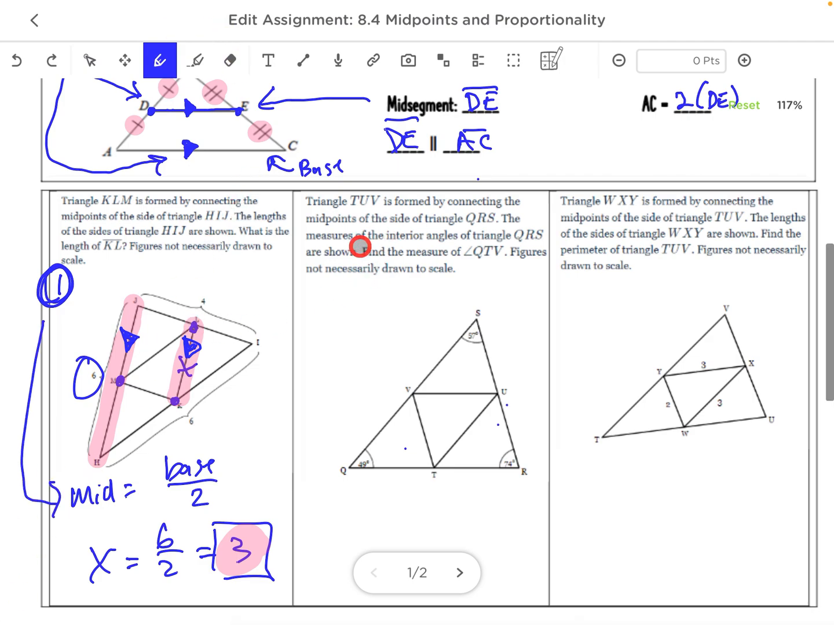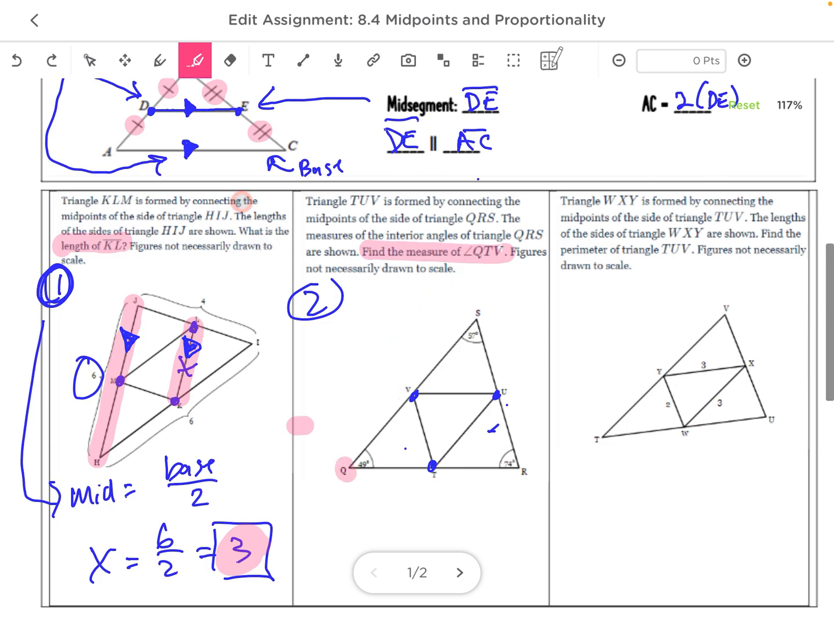Second style right over here. It says triangle TUV is formed by connecting those midpoints. It says the measures of the interior angles of triangle QRS are shown. Find the measure of QTV. So that's looking for the measure of QTV. The first one was looking for the length of KL. So find the measure of QTV.